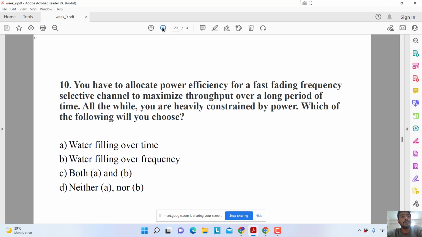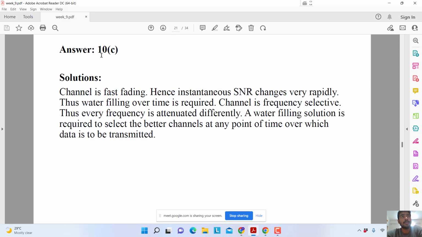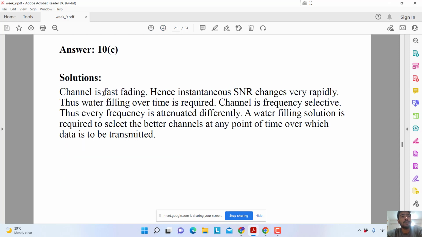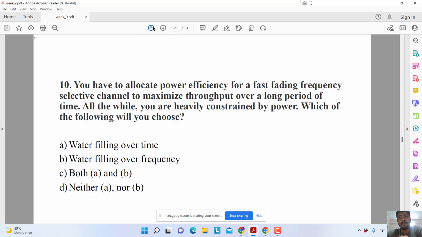Okay, so for the question number 10, answer will be C part. C means both A and B. Okay, so the explanation of this, the channel is basic. According to the question, channel is fast fading, hence instantaneous SNR changes very rapidly. Next, the water filling over time is required. And given is that channel is frequency selective, because every frequency is attenuated differently. A water filling solution is required to select the better channels at any point of time over which data is to be transmitted. C will be the answer.